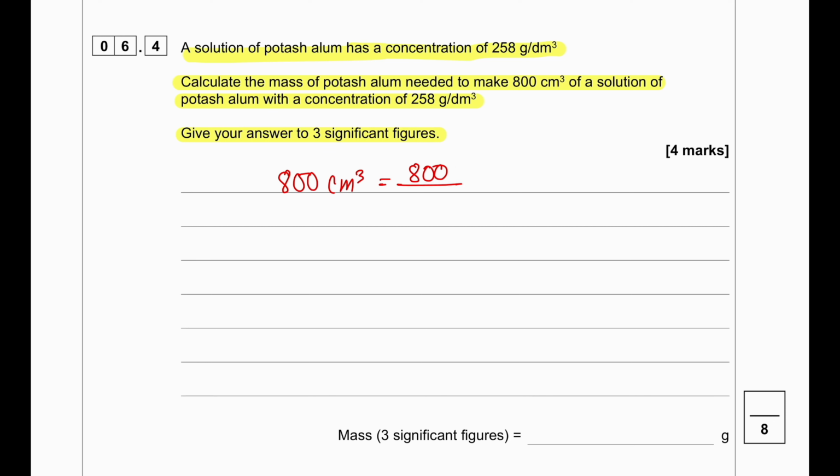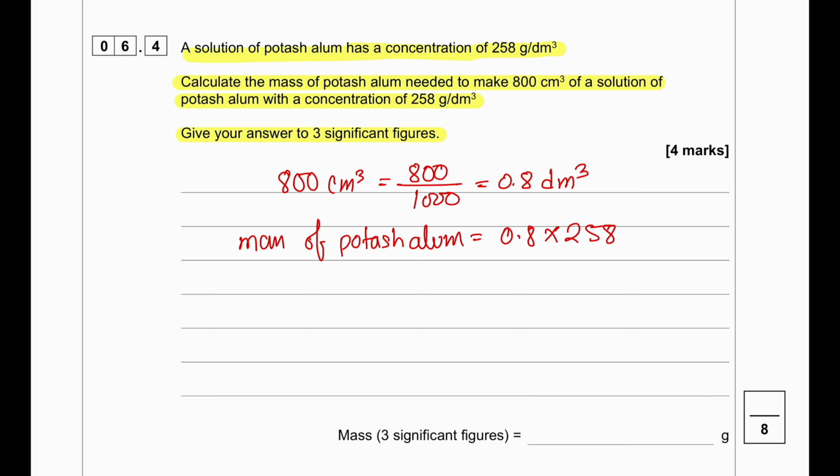Then, once we get the volume 0.8, we're going to find the mass that is needed for 0.8 dm3. Since we know the concentration is 258 gram per dm3, we're going to multiply 0.8 with 258. That will give us an answer of 206.4 grams. That will be the amount of potash alum that we will need to make that particular 258 gram per dm3 solution. Since our answer needs to be in three significant figures, we will say 206 grams.